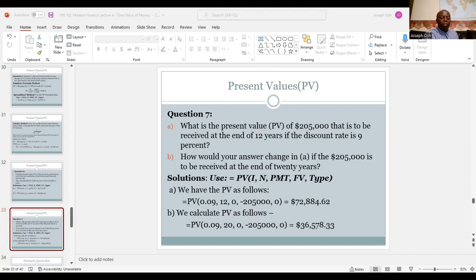So present value, PV, opening parenthesis, for rate 9%, comma, annual rate. Number of years, 12 years. No payment. Then future value is the amount itself, and at the end of period you should put 0 there. So the answer is $72,884.62, and you can see it's here.